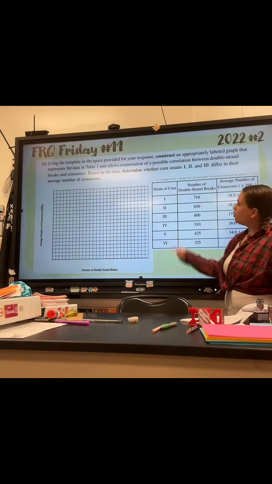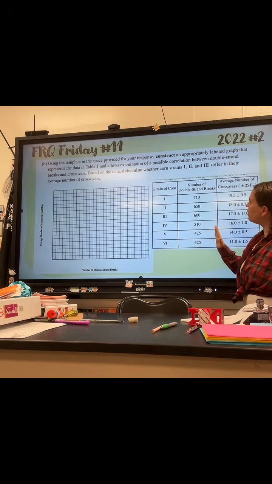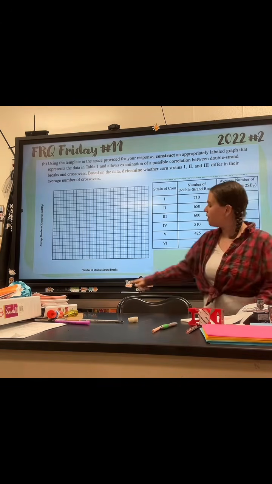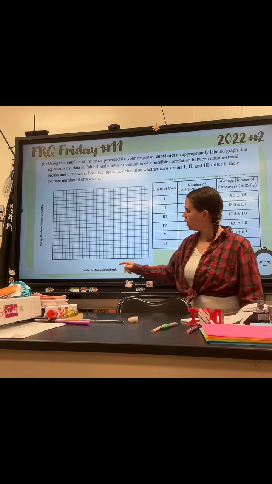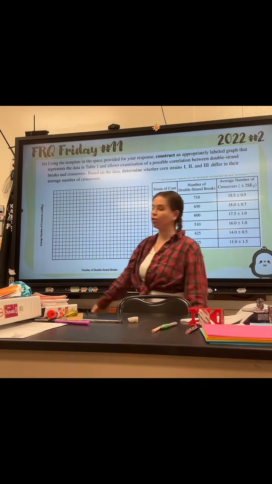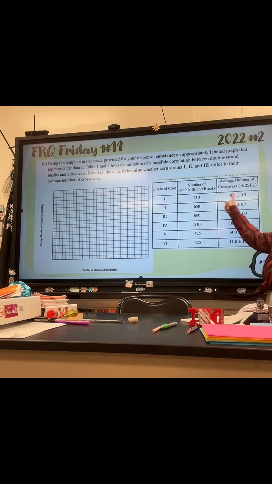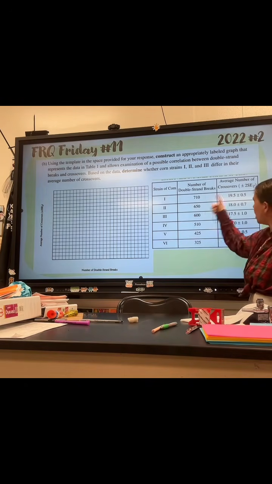So for this data, we've been given the 6 different strains of corn, as well as the number of double-stranded breaks and the average number of crossovers. So this means to me that it's going to be some type of scatter plot. They've already labeled the axes for us, number of double-stranded breaks, as well as average number of crossovers. So I know it's on my X and my Y. And so I'm going to plot each of these individual points. So at 710, 19.5, I'll put that data point.